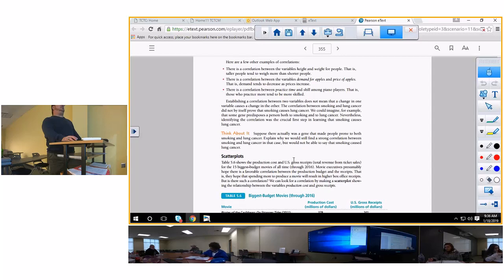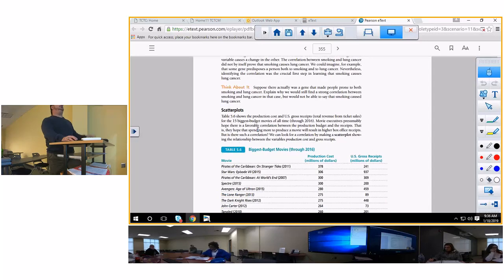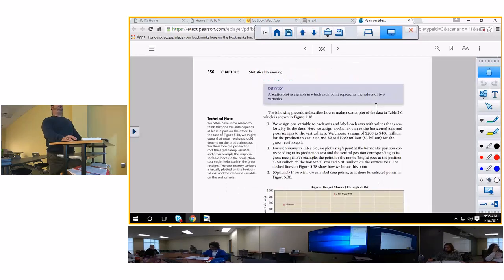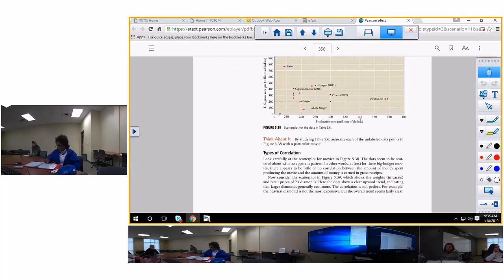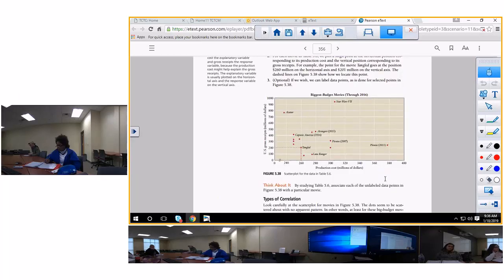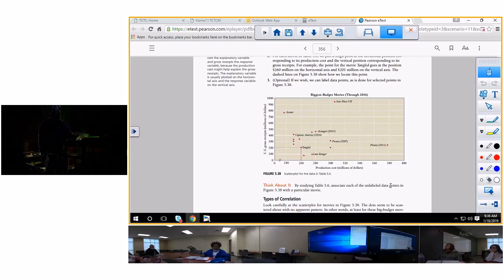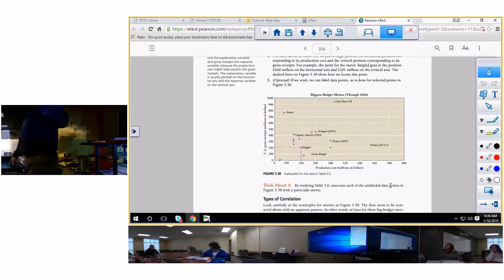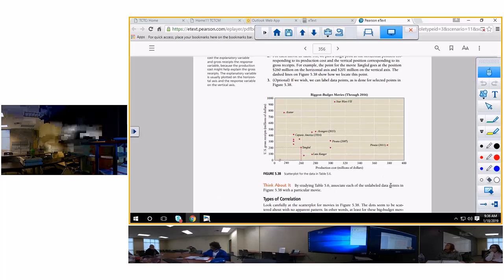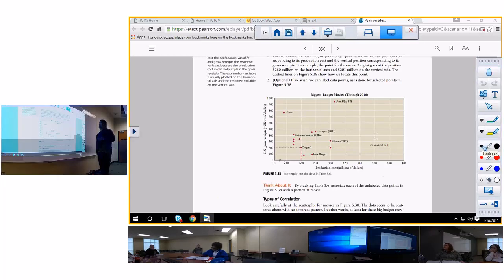There are scatter plots. We talked about that. And I'm going to show you that in just a second on the spreadsheet. That relates to slope. Okay, here is a scatter plot. Correlation. This is called the biggest budget movies through 2016. All right, if you look, you'll see dots all over the place. Now, somebody tell me if you see a pattern. Kind of. It's kind of a what? Kind of a pattern that looks like this.